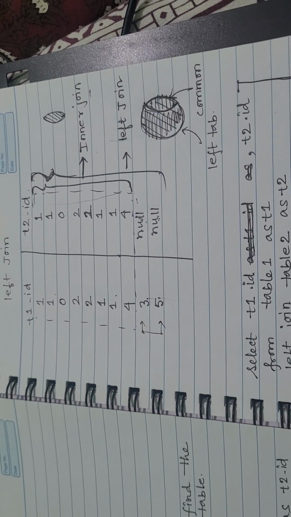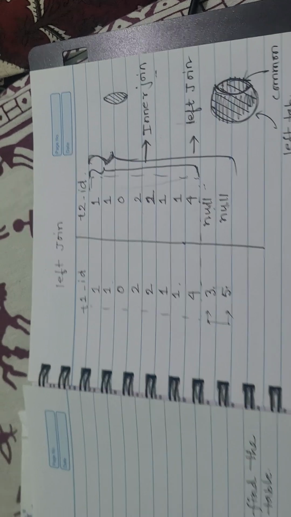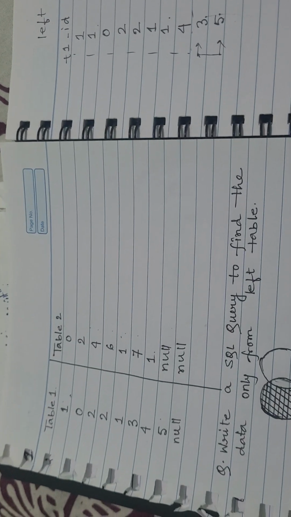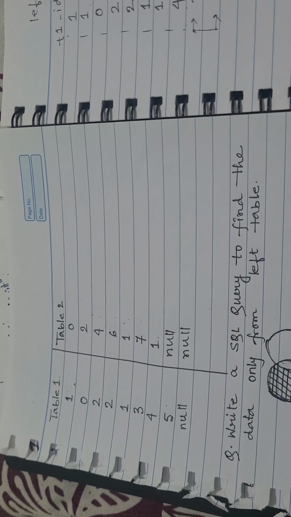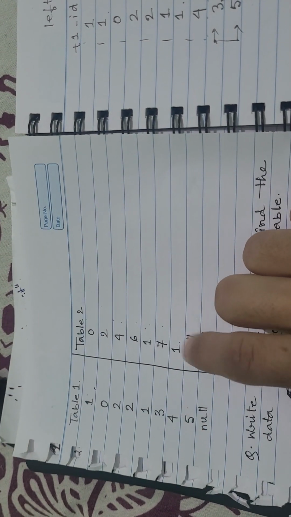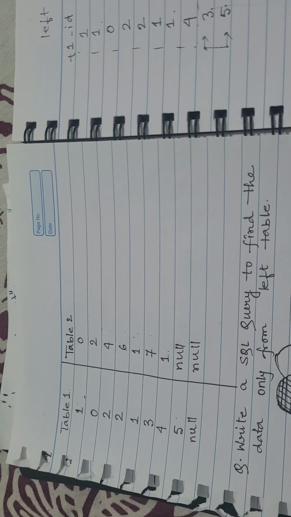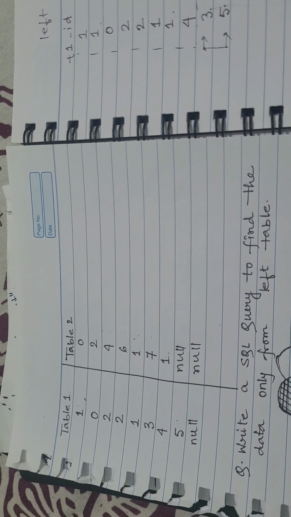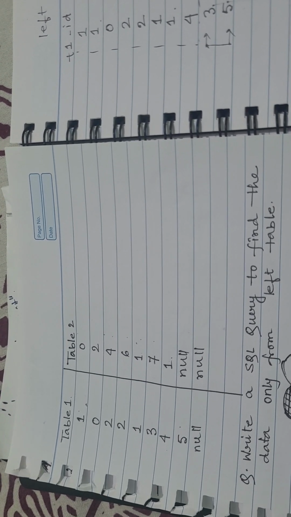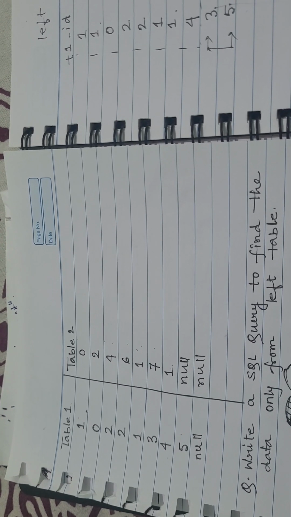So friends, I have come up with the final solution. When you see table 1 and table 2, if I exclude these null values, for the time being I am considering that these null values are not there in table 1 and table 2. So then what will be the output if we perform the left join on table 1 and table 2?